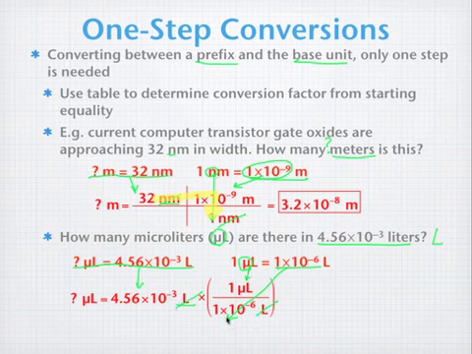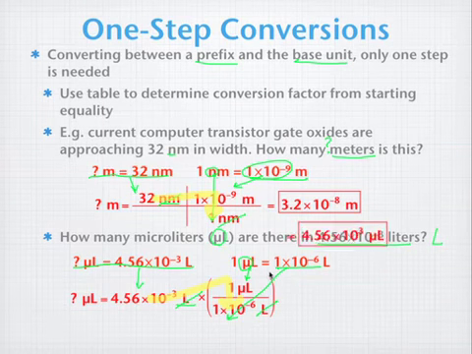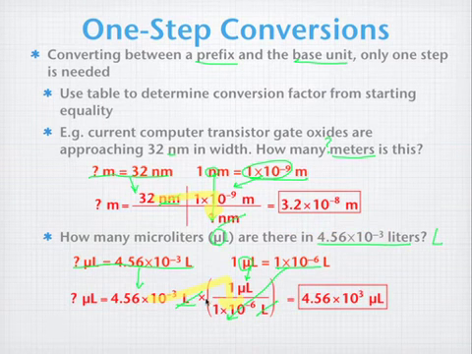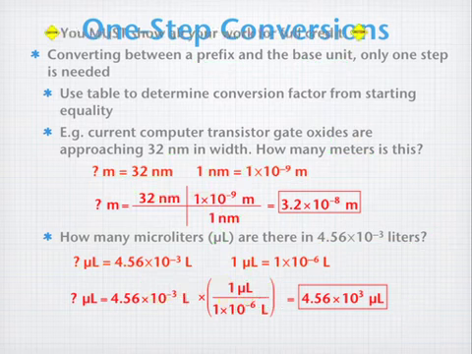Liters cancel out, do our math, and we get 4.56 times 10 to the third microliters. By the way, micro is sometimes difficult to draw. You start with a tail, come up, and draw a U. So it's a U with a tail on it to begin with. Start here, move up there, and then do a U, and you'd be good to go.